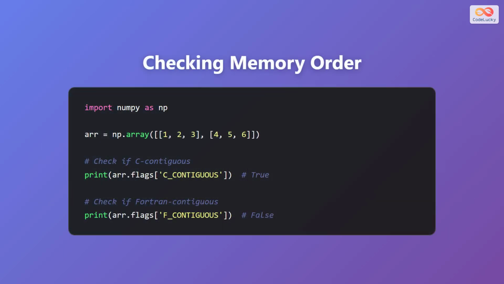You can easily check the memory layout of your NumPy arrays using the flags attribute. To check if an array is C-contiguous, meaning it uses row major order, you access the C_contiguous flag. To check if an array is Fortran contiguous, meaning it uses column major order, you access the F_contiguous flag. By default, NumPy creates arrays in C order, which is why C_contiguous returns true and F_contiguous returns false for most arrays.